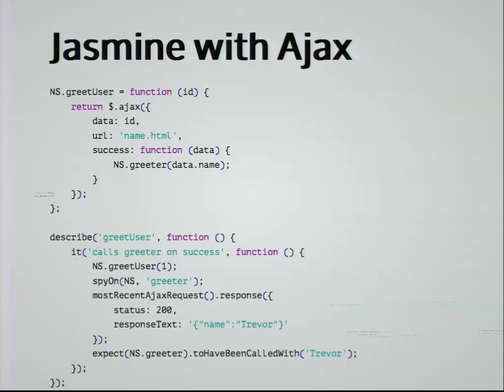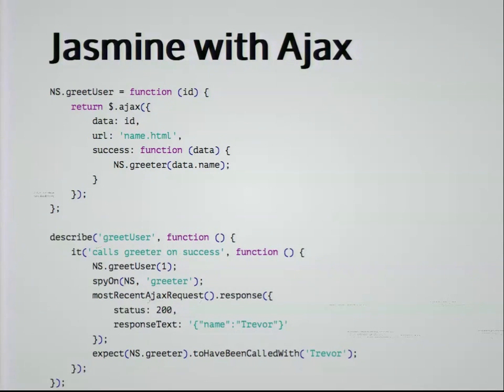Basically I'm saying here's your Ajax call. If you're familiar with jQuery, you know this. You're like, oh yeah, that's great. And so in the success, I'm calling NSGreeter. In my describe block, I'm calling ns.greetUser and then making a spy. I'm spying on NSGreeter, right? So what I'm doing here is I know that this anonymous function is going to do something. I know this anonymous function is going to call NSGreeter.